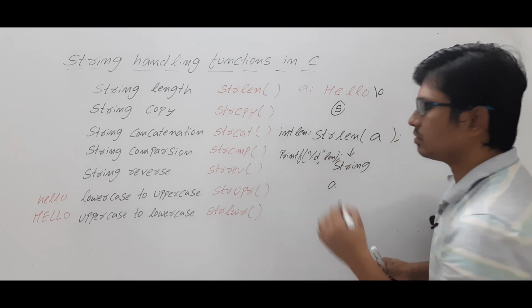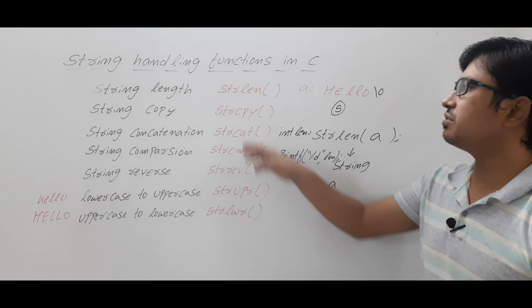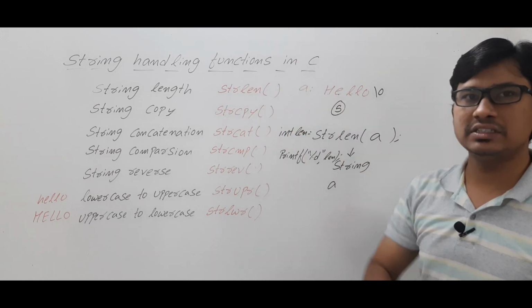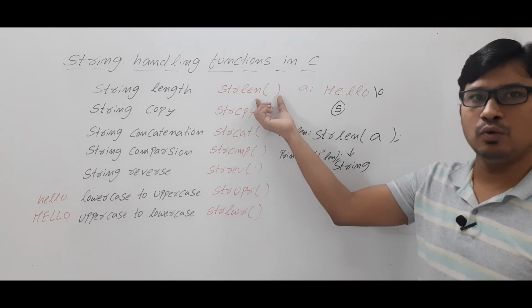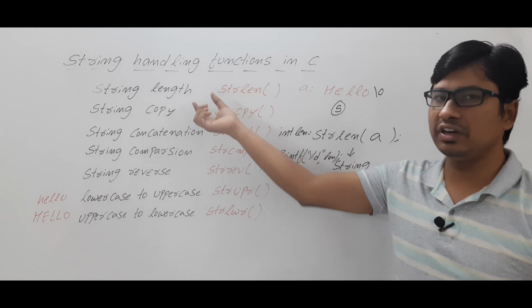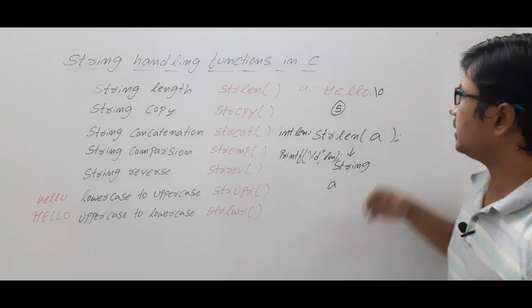Am I right or wrong? So this is the way you can use the function called strlen. I hope you have understood what this strlen is. It will take one parameter as an input, which can be a string or the name of the array, and it will return an integer value.